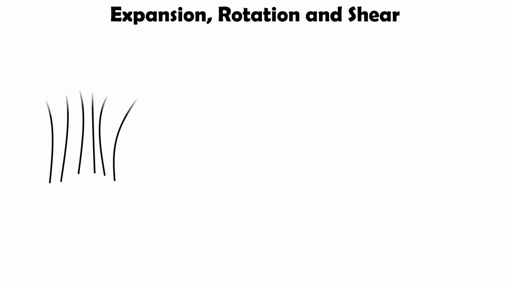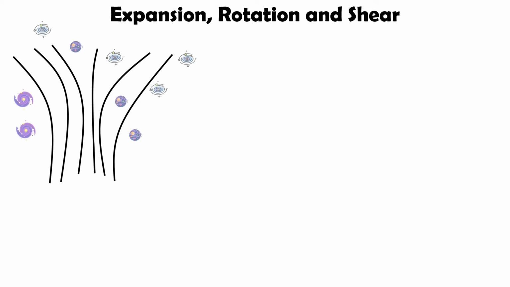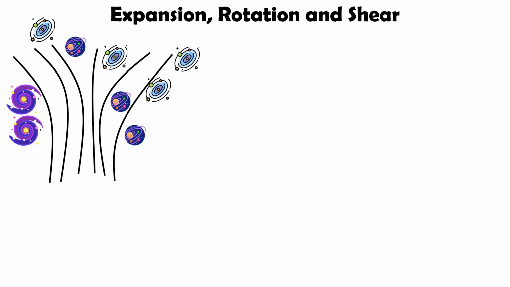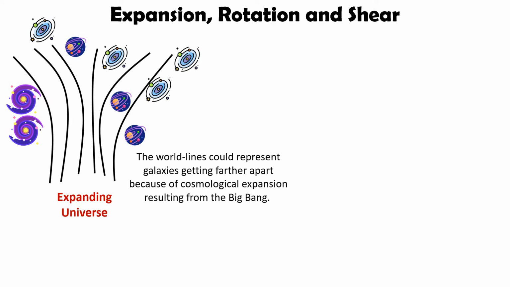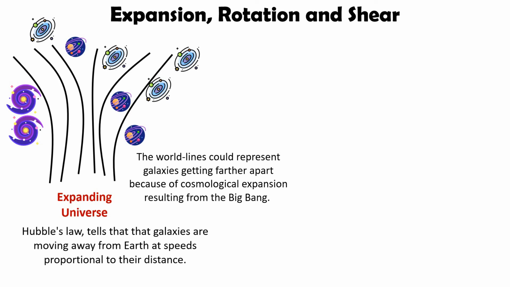Now here the lines are moving, right? And you see these nice universe and galaxies, these are all rotating and come to a halt. So what is this? This is an expanding universe. Let us imagine that the world lines could represent galaxies, stars, nebulae, whatever. They are getting further and further apart because of the cosmological expansion which resulted from the Big Bang. And as we know, Edwin Hubble tells us that the galaxies are moving away from Earth at speeds proportional to the distance, and we can measure that by Hubble's constant. This is one part which is called the expanding universe.